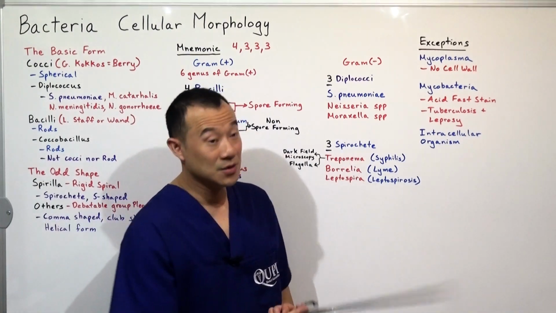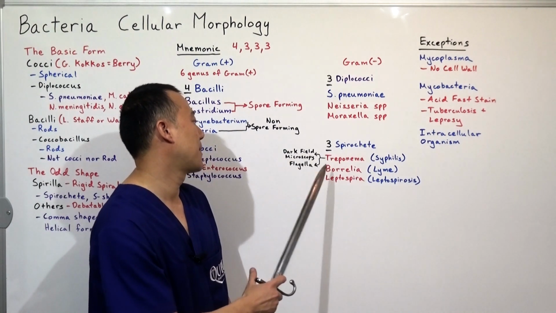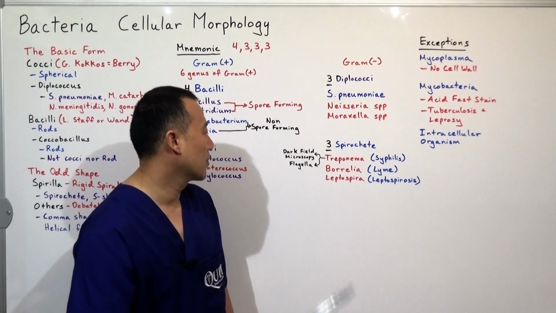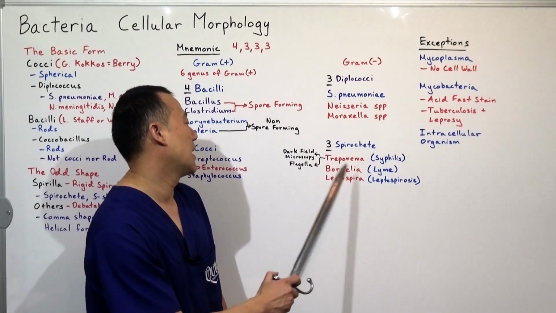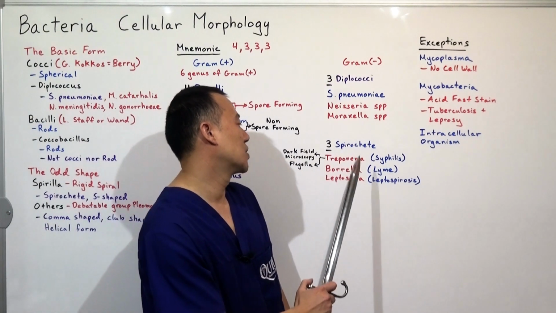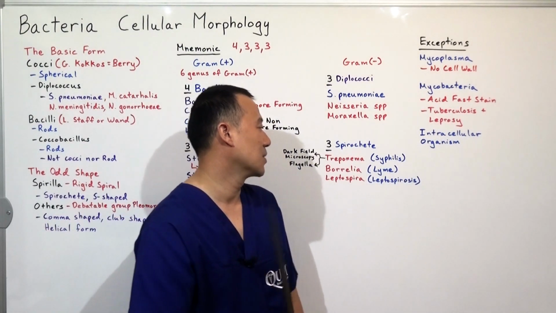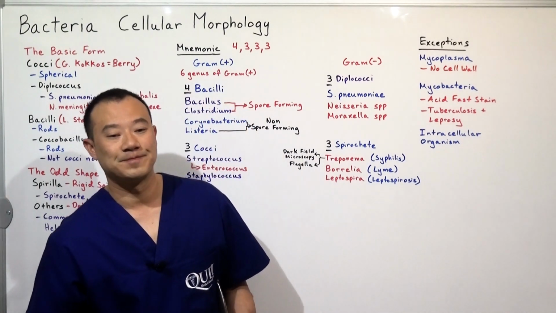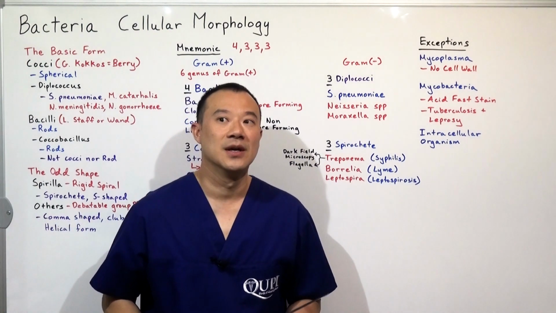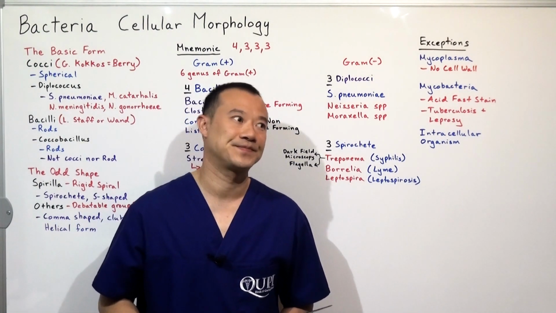Treponema pallidum, which is the cause of syphilis. And you can see this bacteria through dark field microscopy. And this bacteria, Treponema, has a flagella. Borrelia, which is the cause of Lyme disease, and Leptospira, which causes leptospirosis, a possible cause of jaundice in some patients. You will see Leptospira on the boards.